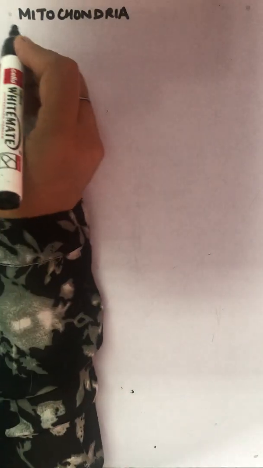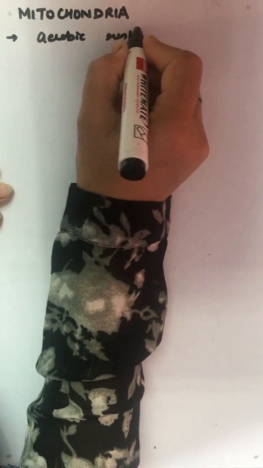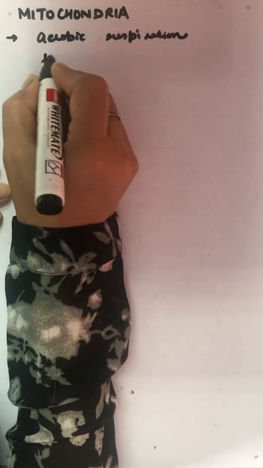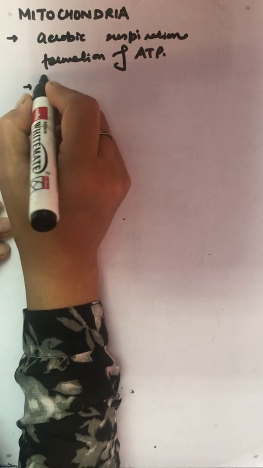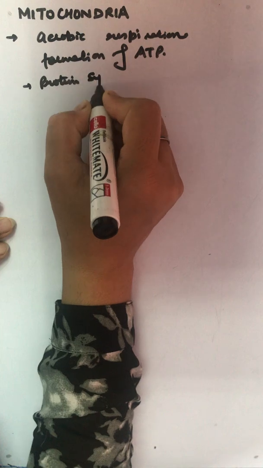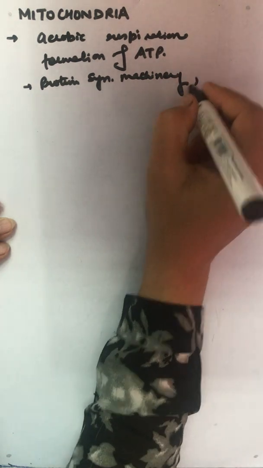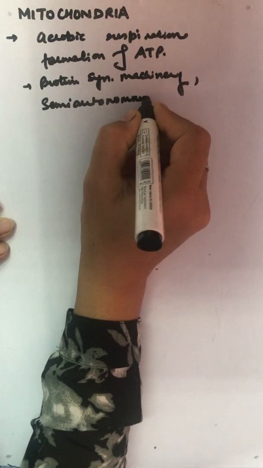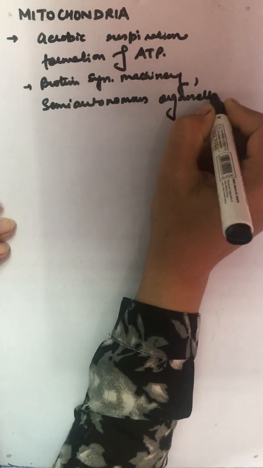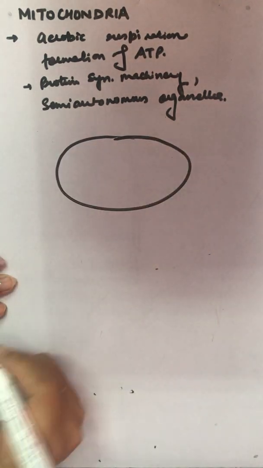Talking about mitochondria. The main function of mitochondria is aerobic respiration along with formation of ATP. We know that they have their own protein synthesis machinery. They are semi-autonomous organelles. Now when we come to the structure, we clearly know it's a double membrane organelle.